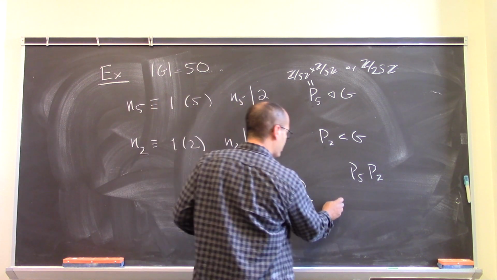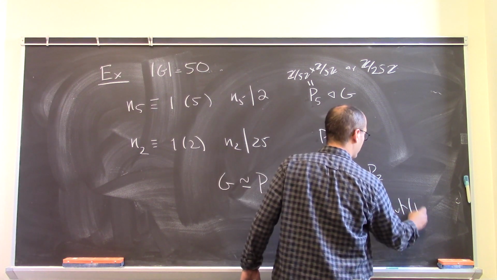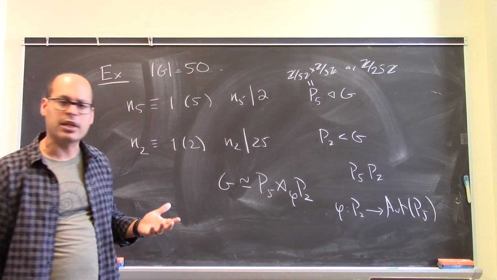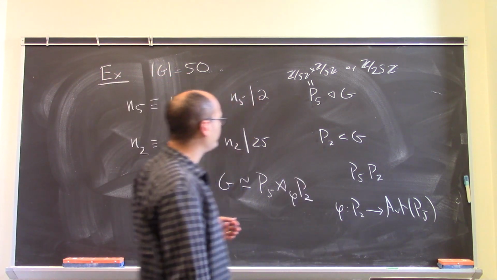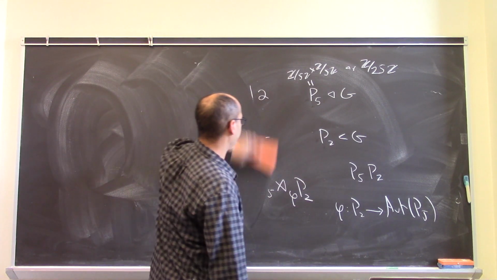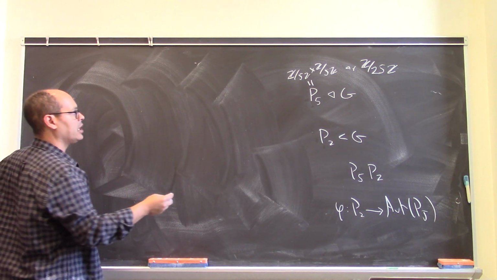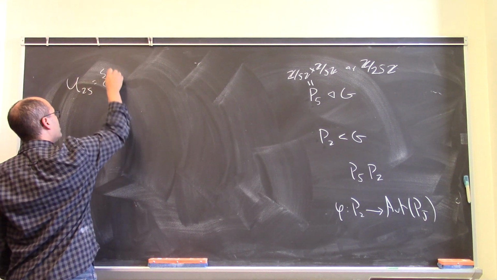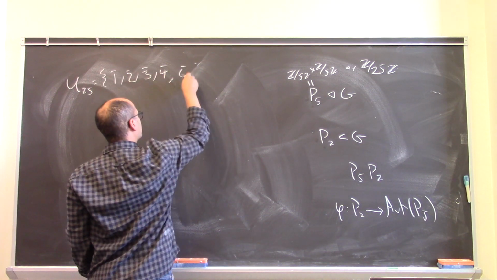So phi then is a map from P2 to the automorphisms of P5. And depending on what the structure of P5 is, we can get a couple of different possibilities. So it might be Z mod 25, or it might be Z5 cross Z5. Okay, well, if it's Z mod 25Z, we can look at the units mod 25. So we got the class of 1, 2, 3, 4, not 5, 6, 7.